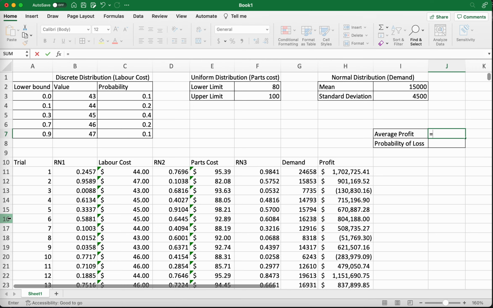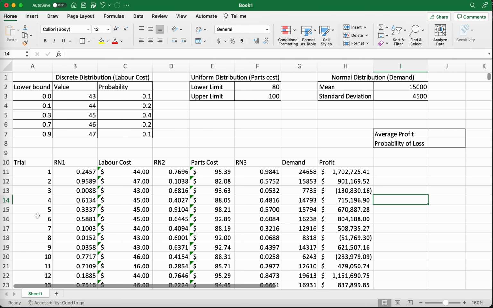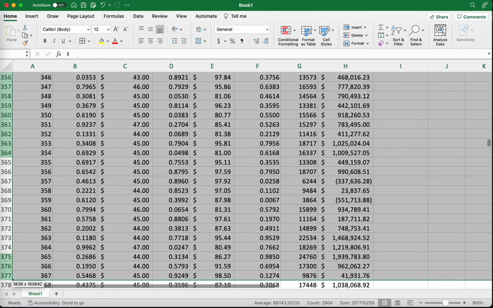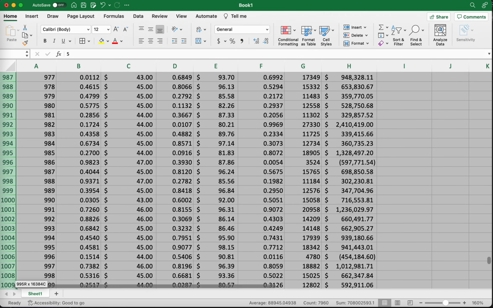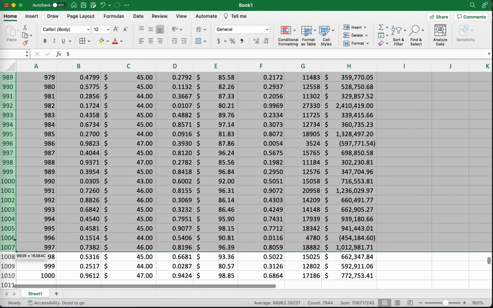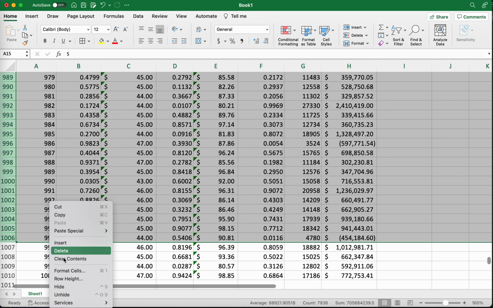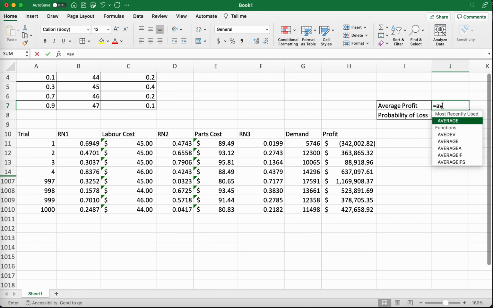We have a lot of simulations, so I'm just going to hide a lot of these rows. You'll notice that from here onwards, I'm going to go all the way down, almost over there. I'm going to right click all of these rows and click on hide. This way, I have all of these simulations, they're still there, but they're just hidden. So when I write these formulas, it's easier.